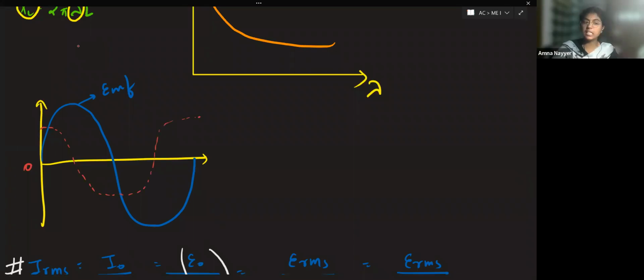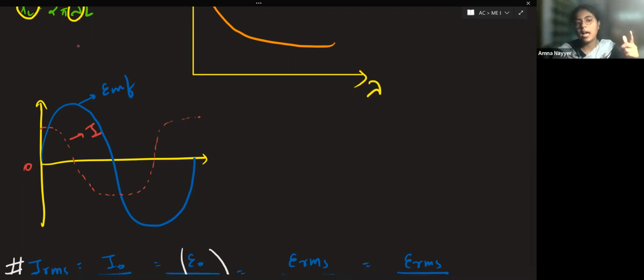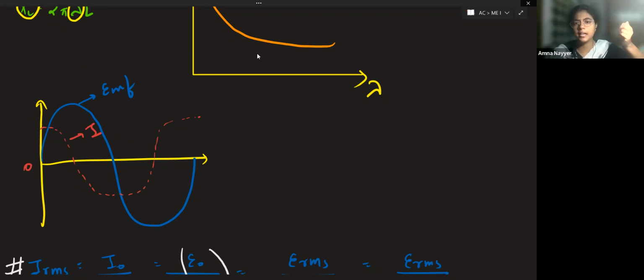Earlier it was EMF that was covering this path. Now it is current that will be covering this path, because it is 90 degrees ahead of EMF. See, it has already covered 90 degrees when EMF has just begun its motion. And when current completes one cycle and becomes zero, EMF will then be at 90 degrees, because there is a phase difference between them. And the same thing is better seen with the help of phasor diagrams.